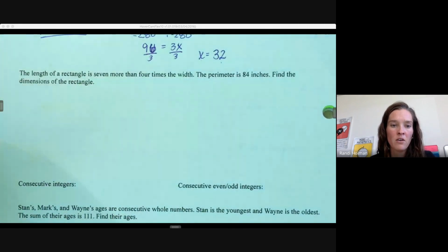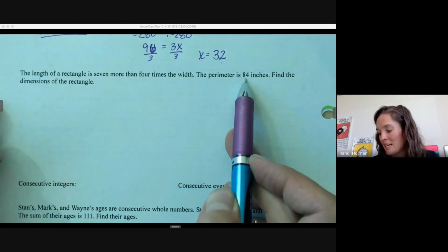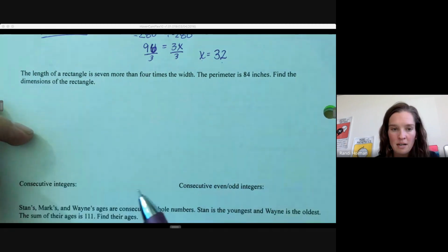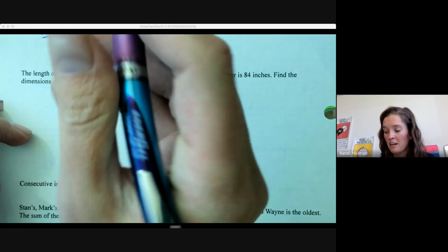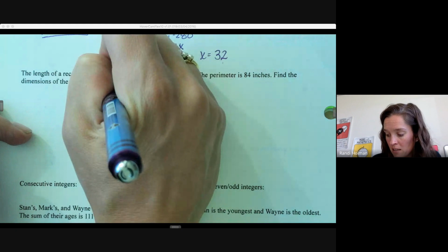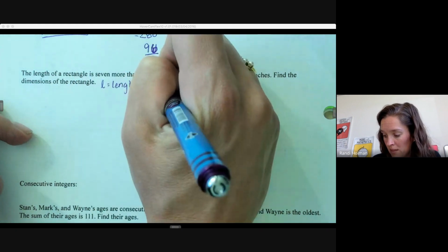The length of a rectangle is 7 more than 4 times the width. Ooh, that sounds an awful lot like our deciphering what things mean. The perimeter is 84 inches. Find the dimensions of the rectangle. Okay, so we actually don't know two things here. The dimensions of the rectangle, we want to find the length and the width.